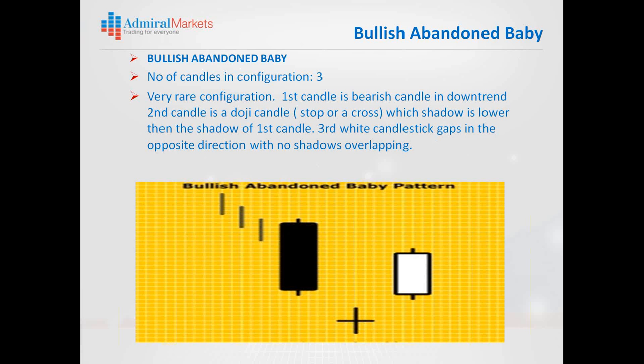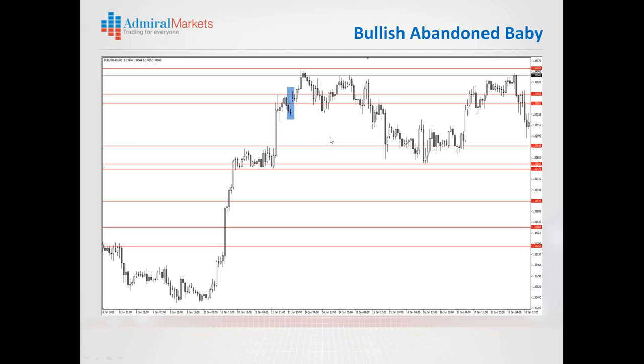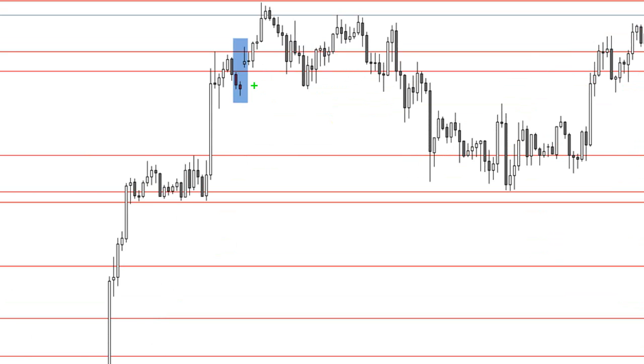I think I have spotted that on the MetaTrader platform. Chris? On our next example, yeah, this is a bullish abandoned baby. You see, the first candle is a bearish candle, and look at this. It was very close to resistance, but it gapped upwards. Look at this gap. This second candle isn't exactly a doji, but you see how the body is very small compared to the shadows or wicks. So we can say that this pattern can be qualified as a bullish abandoned baby.